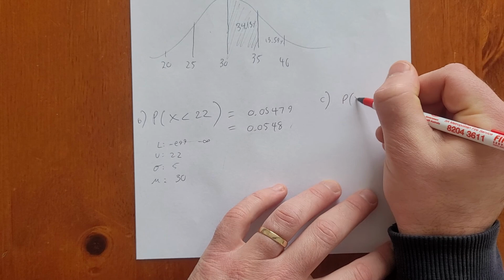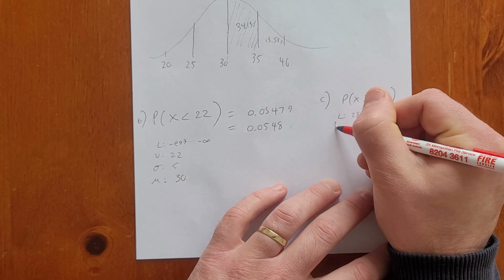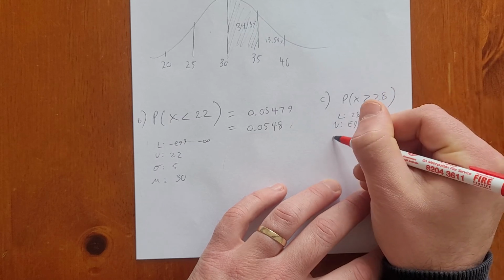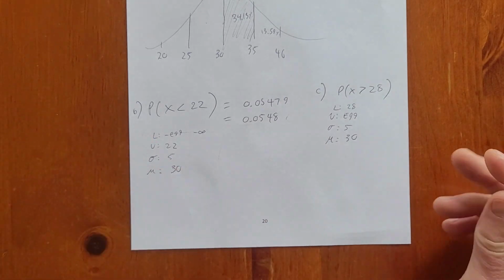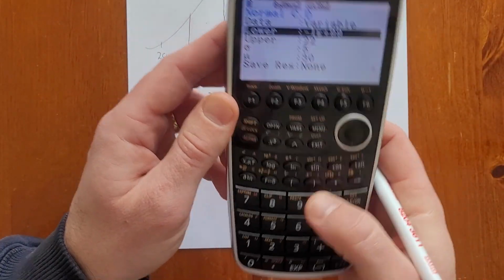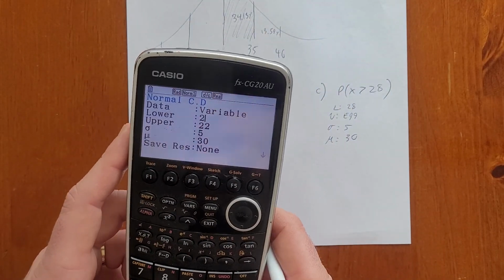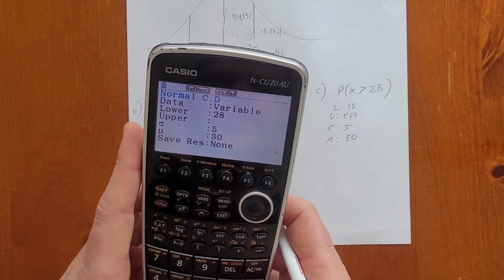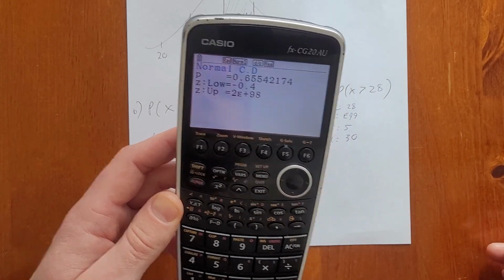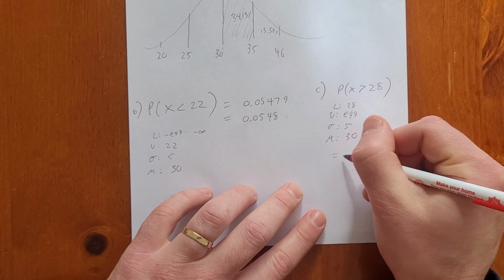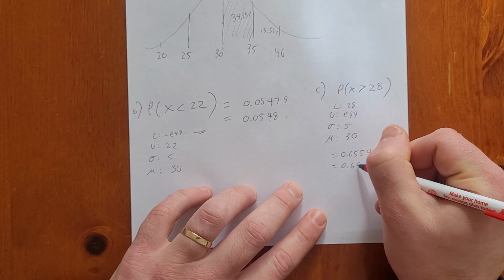The probability of x being greater than 28. Okay, so this time our lower is 28, our upper is positive infinity, standard deviation remains at 5, and the mean remains at 30. So if we put that in, our lower boundary 28, upper boundary positive infinity. So this time you just do E99, and we've got 0.6554. And then to 3 significant figures, that's 0.655.